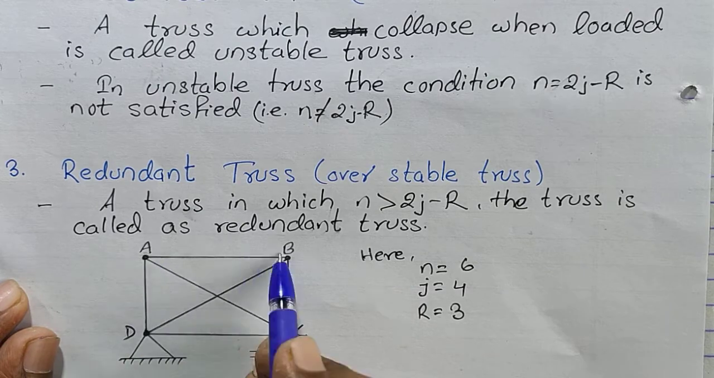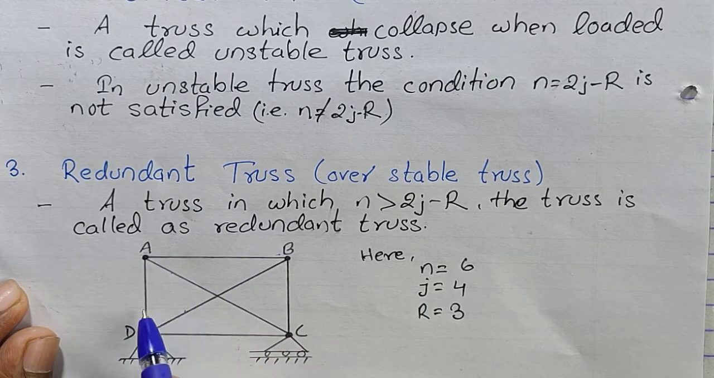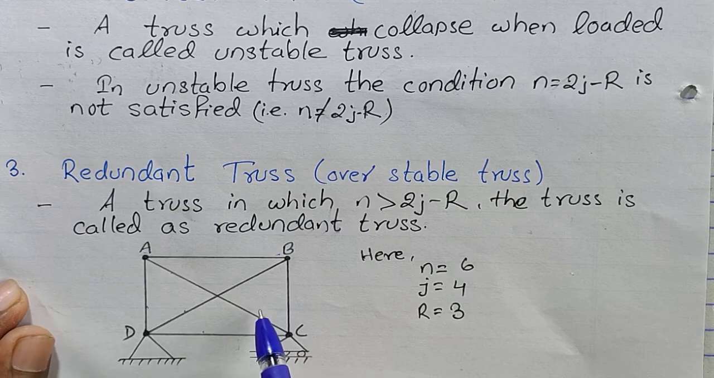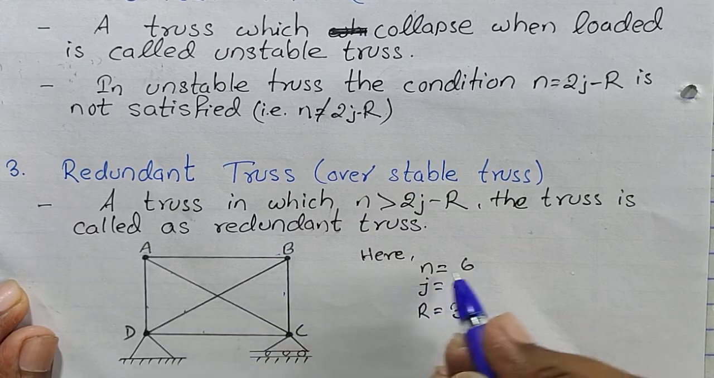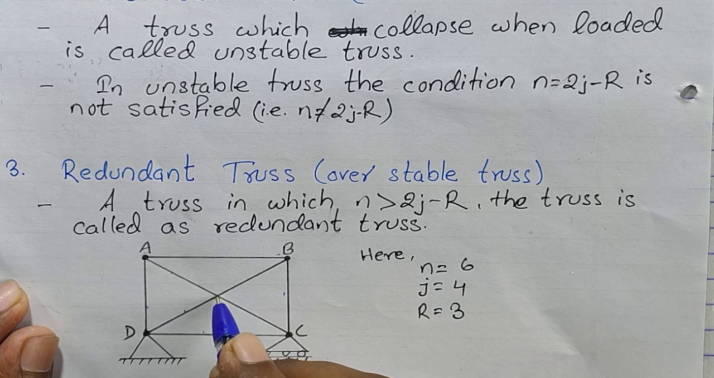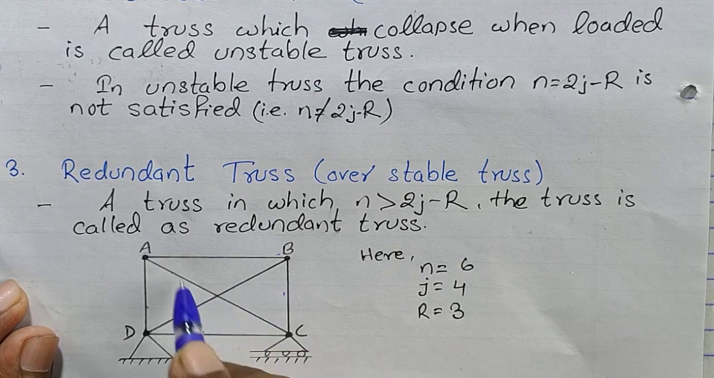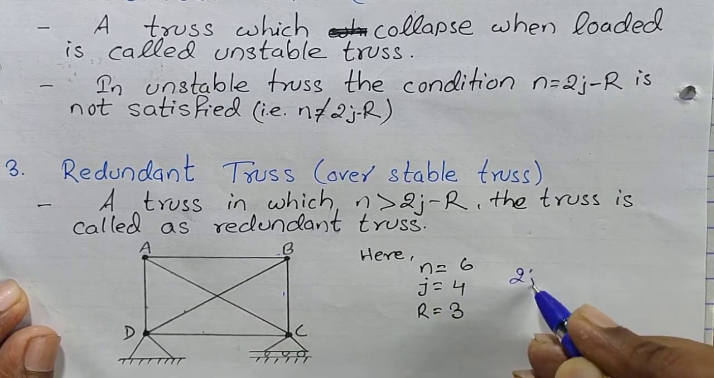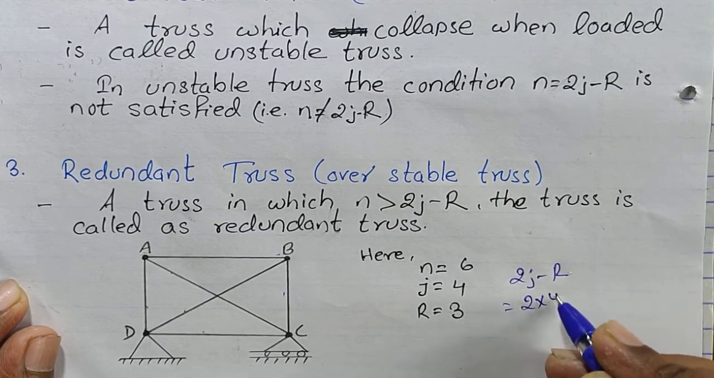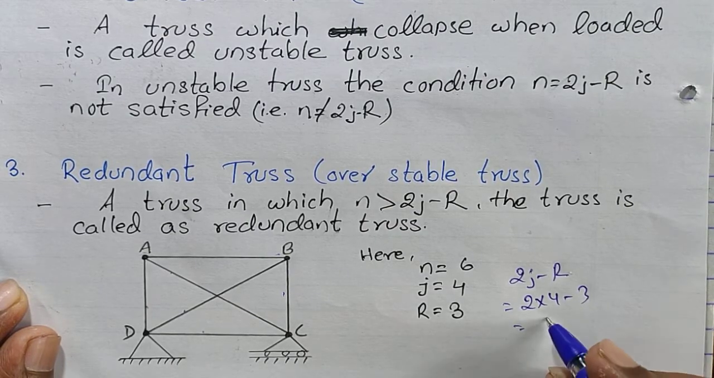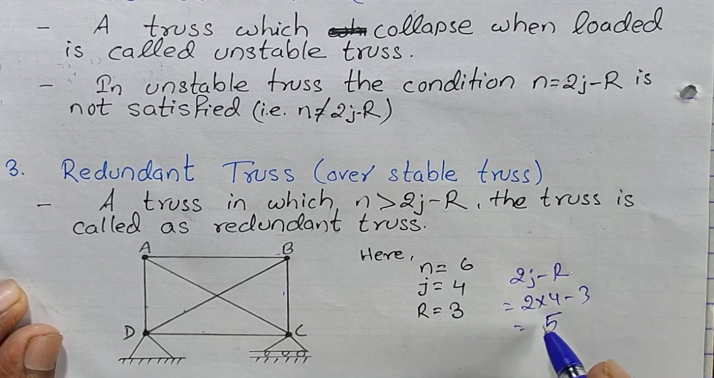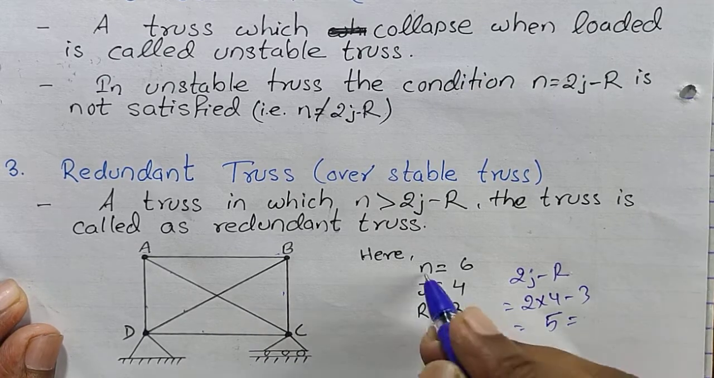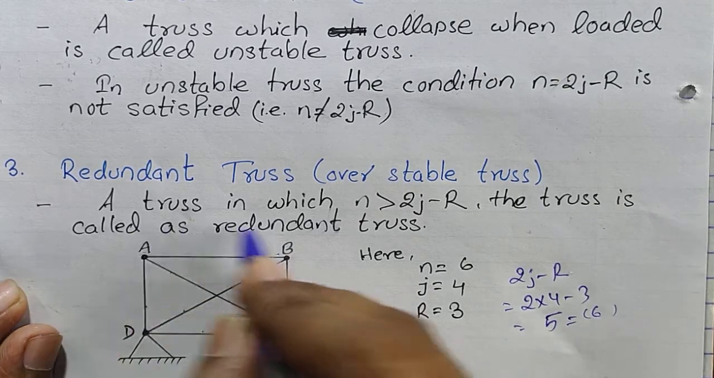As you can see in this diagram, the number of members is 6. Here AB is one member, 1, 2, 3, 4, 5 and 6, so here are 6 members. If there were a joint here, then the number of members would have increased to 8. These two were also counted, but here the joint is not applied, so there are only 6 members. If I find its value of 2j minus r, it will be 2 into 4 minus 3, 8 minus 3 is equal to 5, meaning the value of n comes to 5, which is not equal to 6, so our truss is a redundant truss.